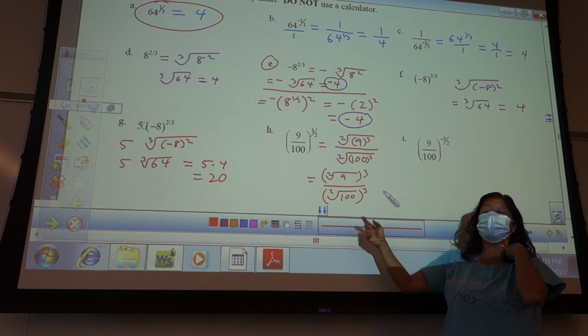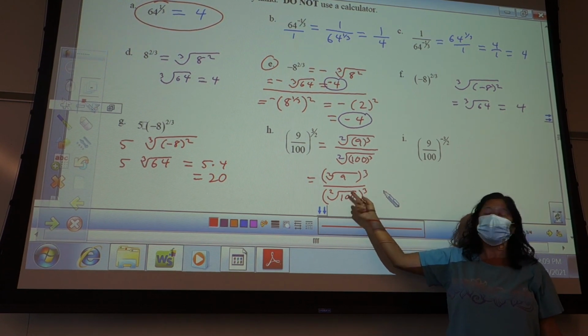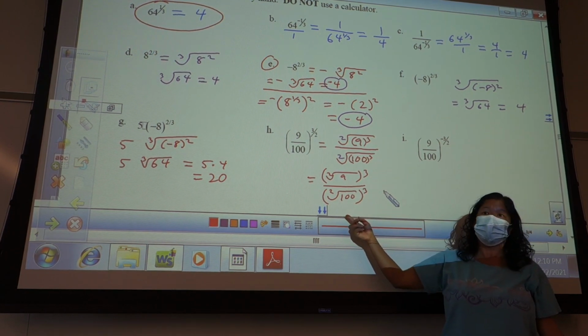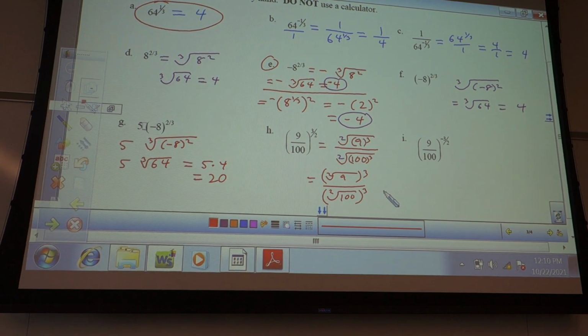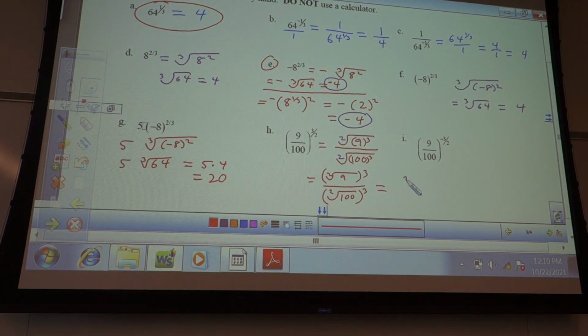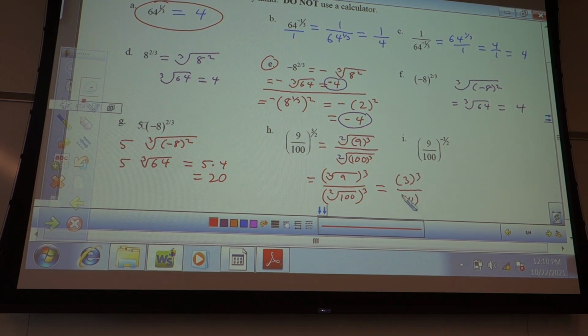This one's easier to do mentally because we all know the square root of 9. What's the square root of 9? We all know the square root of 100. What's the square root of 100? 10. So that makes it easier to do mentally without using your calculator. If I did it that way, then this would just be 3 to the 3rd and 10 to the 3rd.